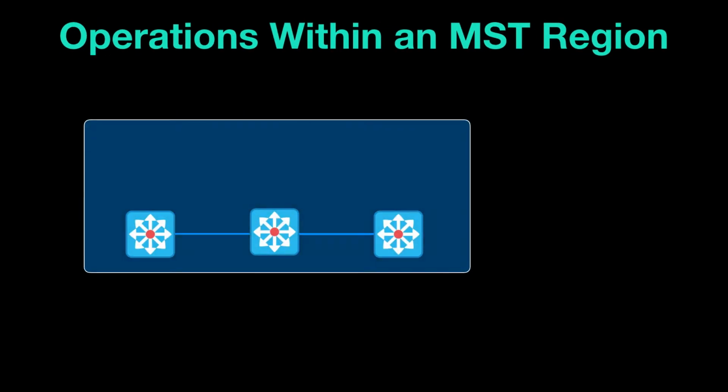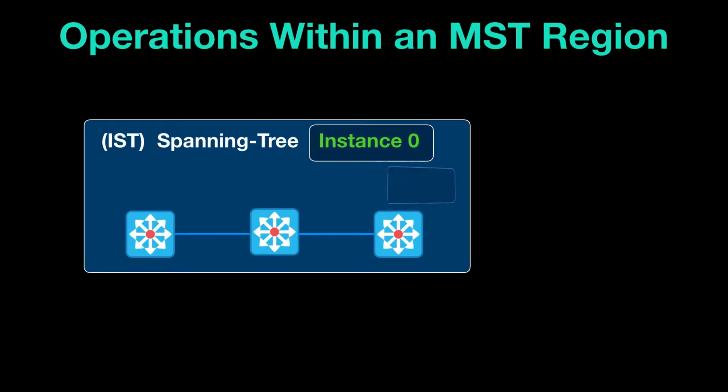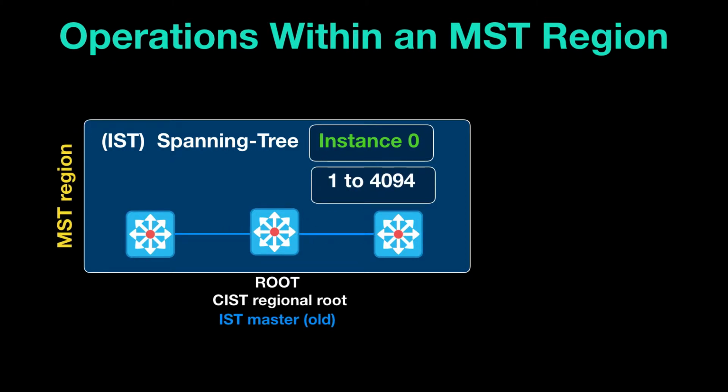Operations within an MST region. The IST connects all the MSTP switches in a region. When the IST converges, the root of the IST becomes the CIST regional root, called the IST master before the implementation of the 802.1s standard. It is the device within the region with the lowest device ID and path cost to the CIST root. The CIST regional root is also the CIST root if there is only one region in the network.